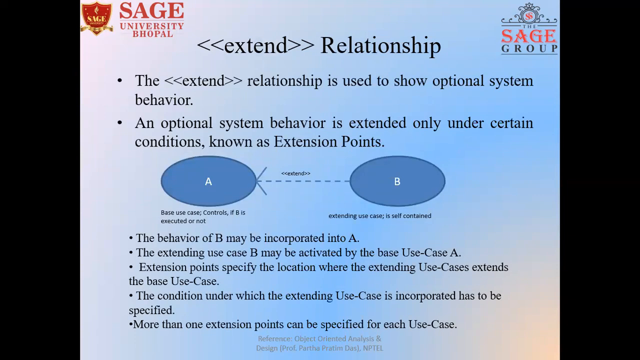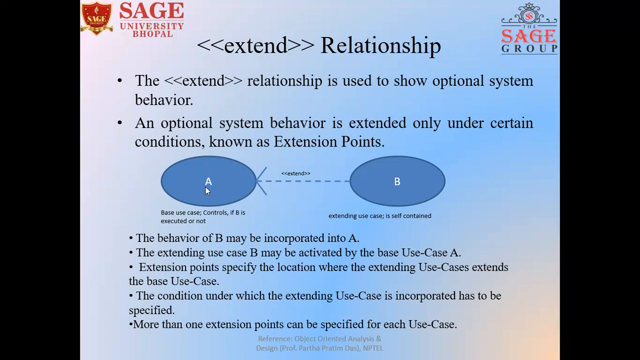The second type of relationship is the extend relationship. The extend relationship is used to show optional system behavior. An optional system behavior is extended only under certain conditions, which we call extension points. So here, this is the representation of the extend use case. There is a base use case A and it is extended by the use case B.